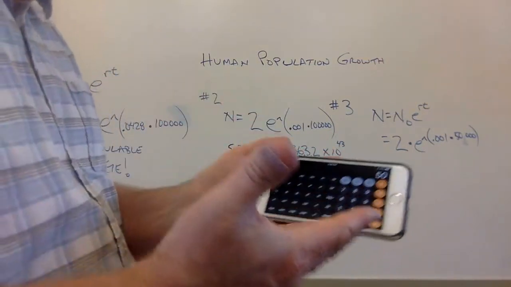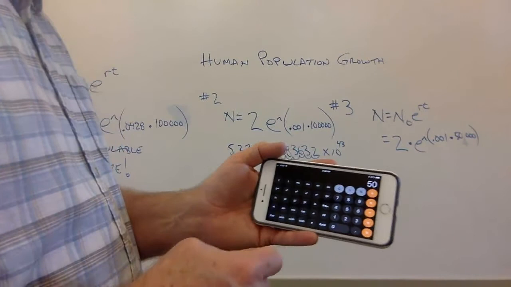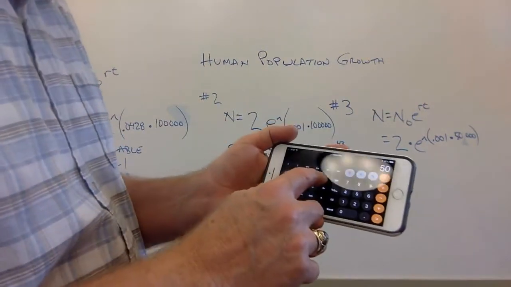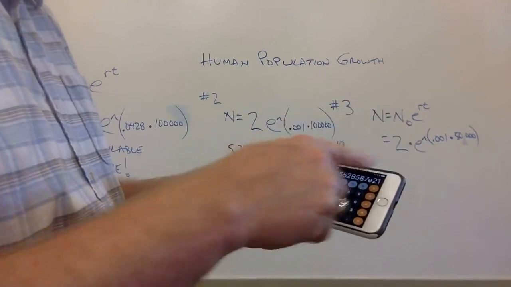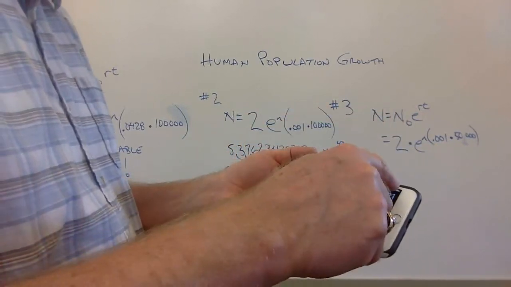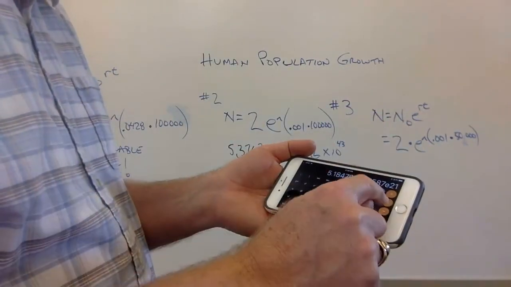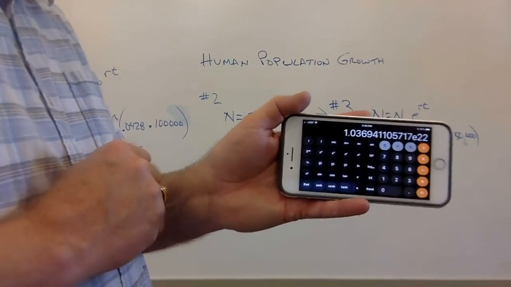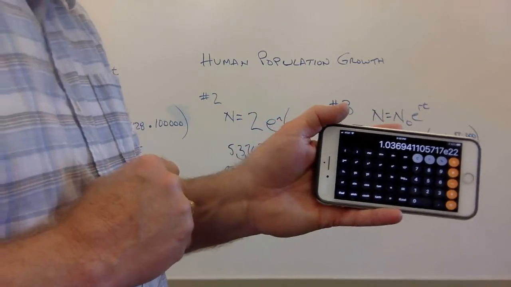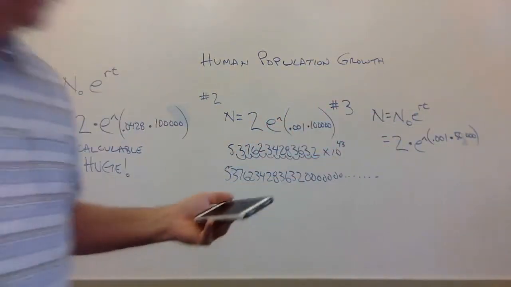Equals, now we just have 50, okay? And we're going to raise e to that power, so I'm going to hit the e to the x key. And so now we got 5.187, so on, times 10 to the 21st power, but I still have to multiply by 2, so times 2 equals. So there's my answer to this one. So let me write that on the board here.